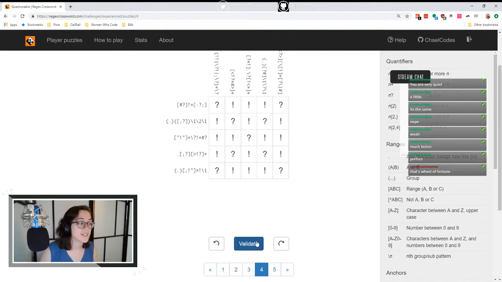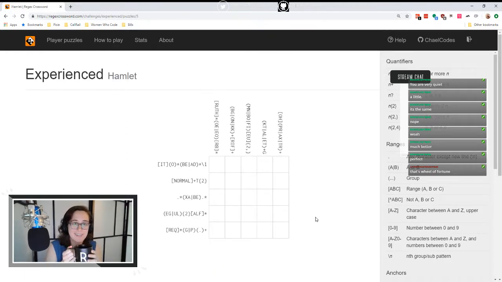If this validates, I'm serious, I want to see clapping emojis. It validated. I solved it. That was nothing but like a ridiculous number of symbols, and I solved it. And it validated the first time.